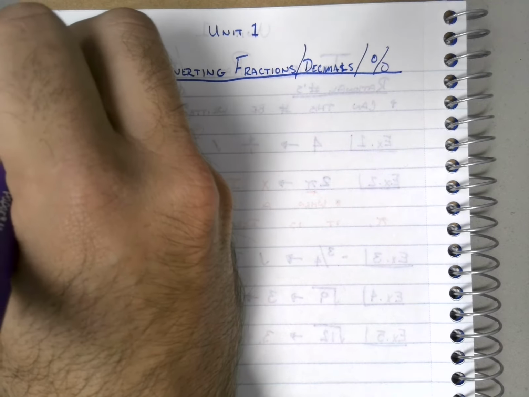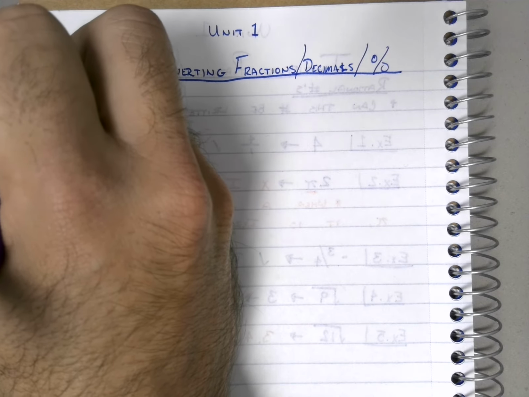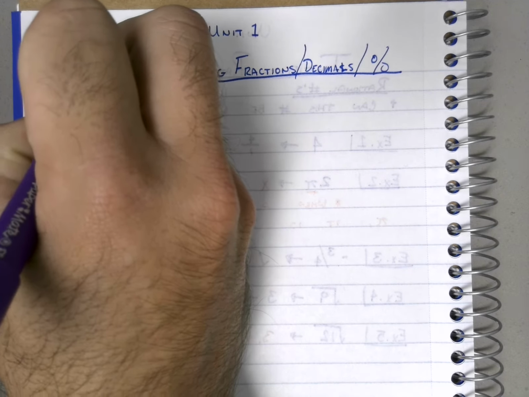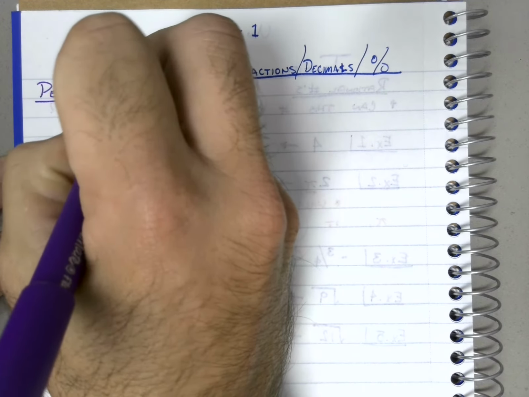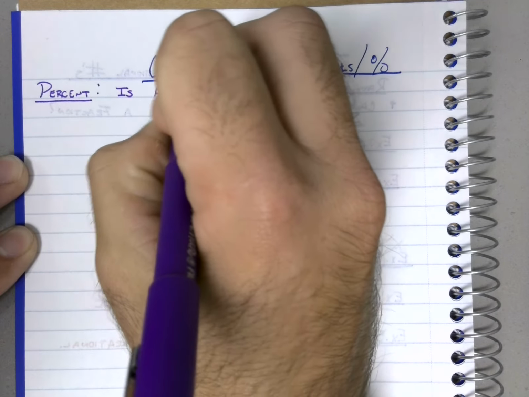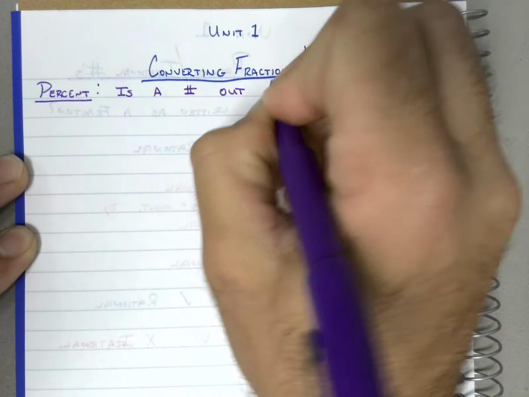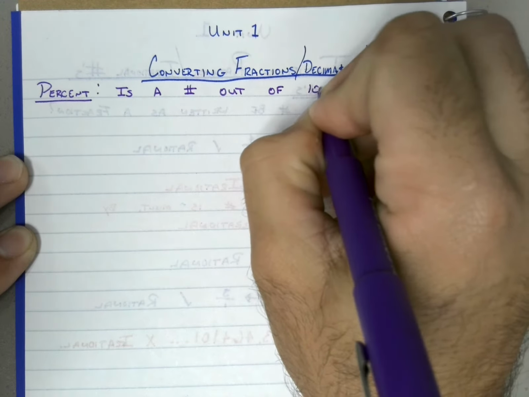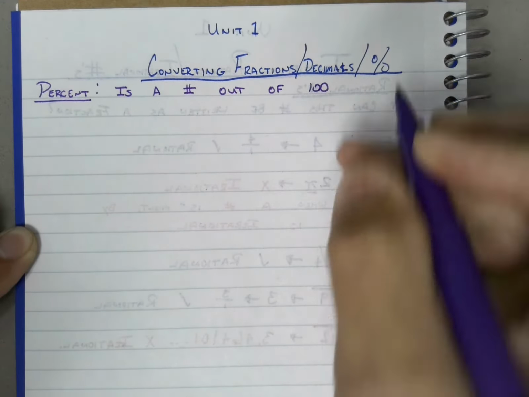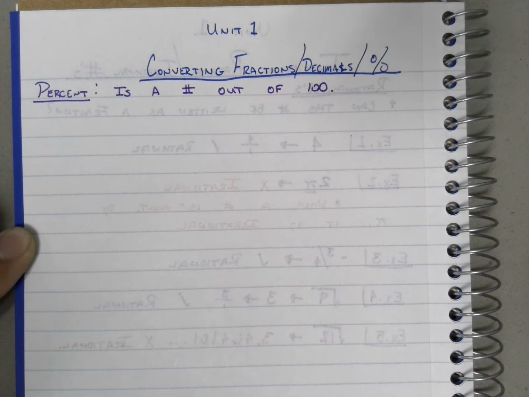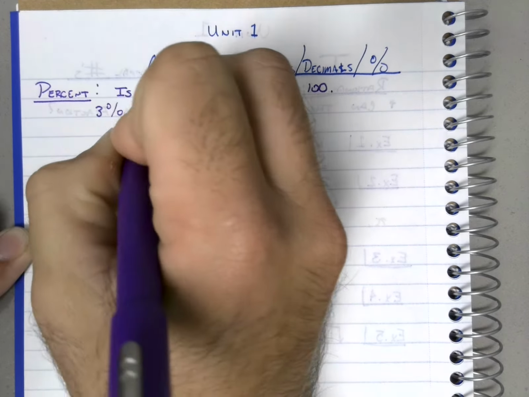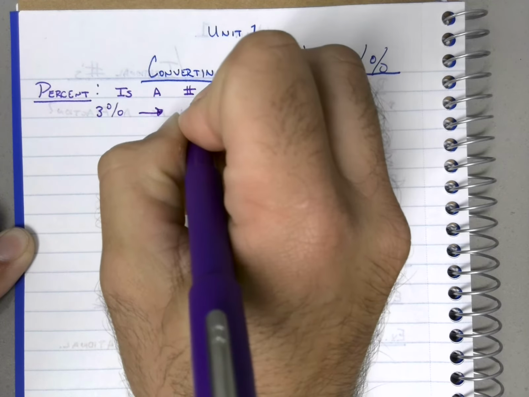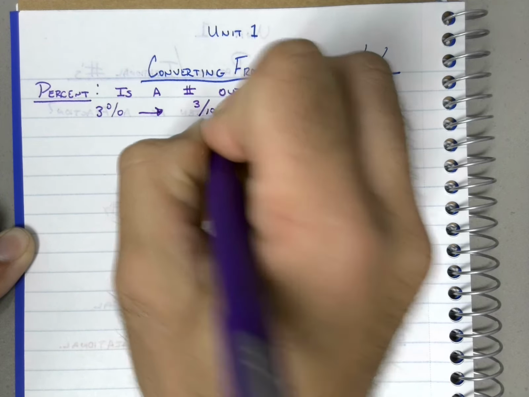Let's look at what a percent is. What do we know about a percent? Okay. So we know a percent is a number out of 100. Okay, it's a number out of 100. All right, so for example, if I have 3%, that would just mean that that is 3 out of 100.